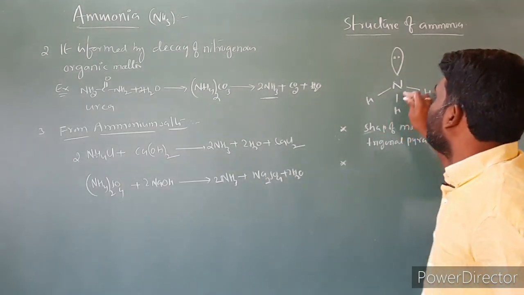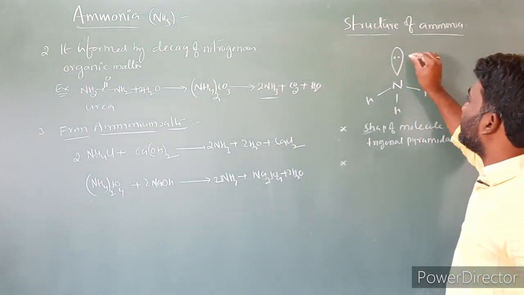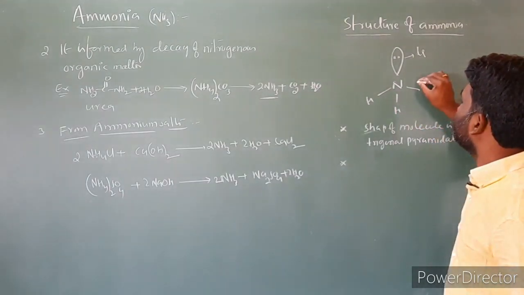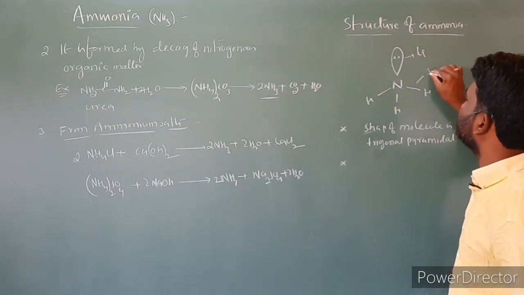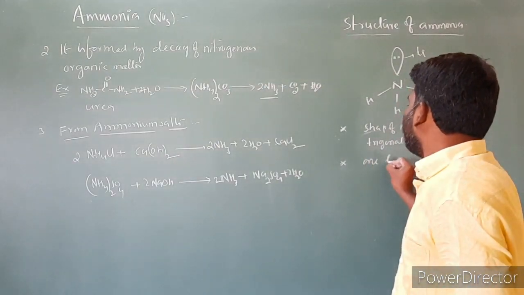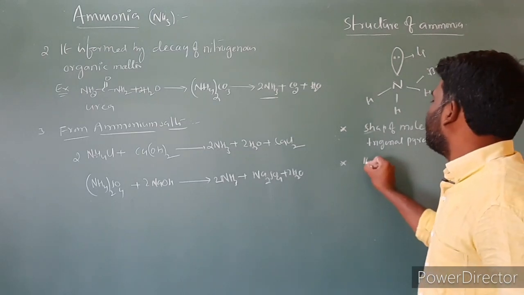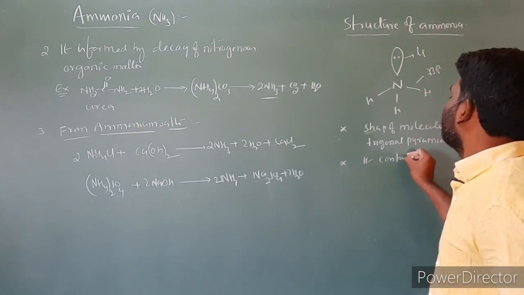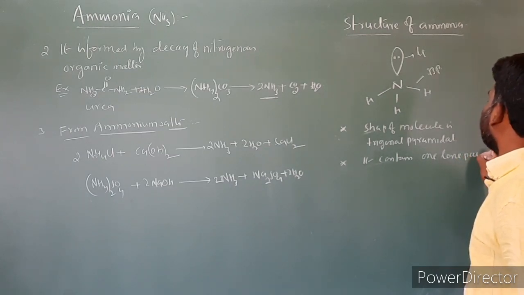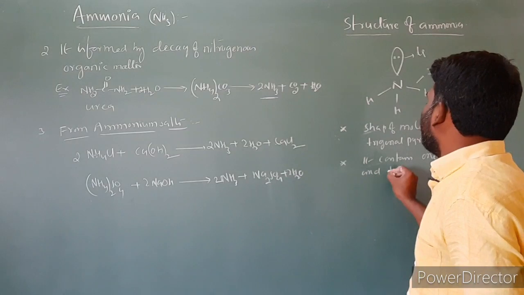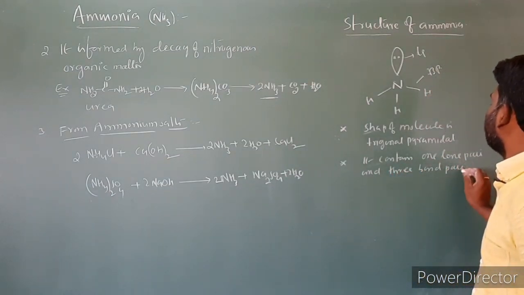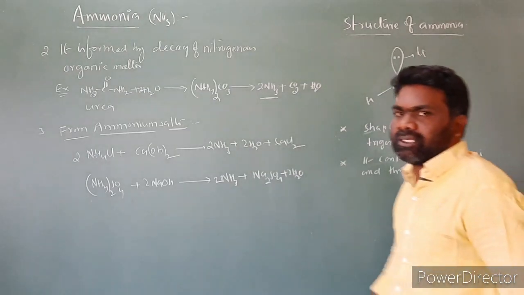Next point, the ammonia molecule contains one lone pair and 3 bond pairs. This is the one lone pair, and these are the bond pairs, 1, 2, 3. It contains one lone pair and 3 bond pairs.